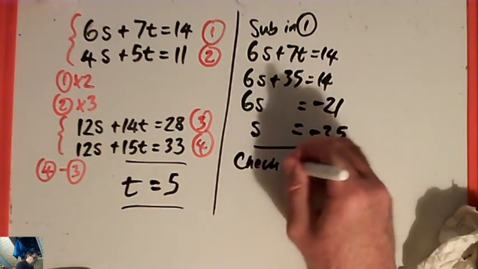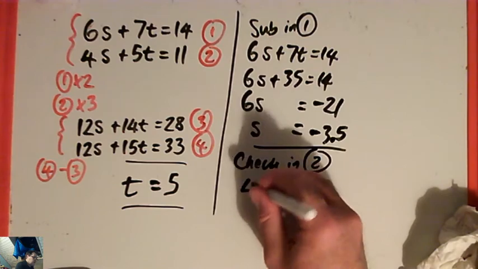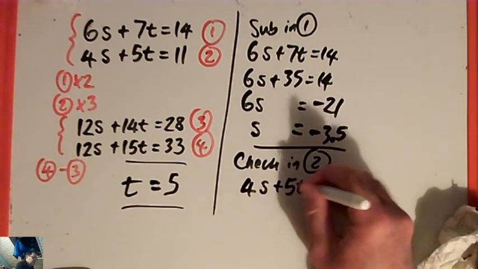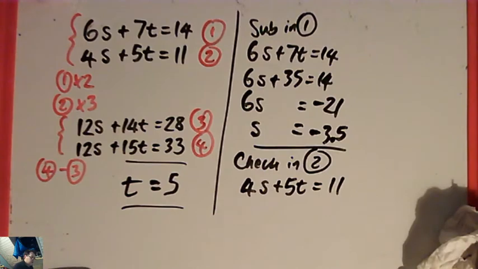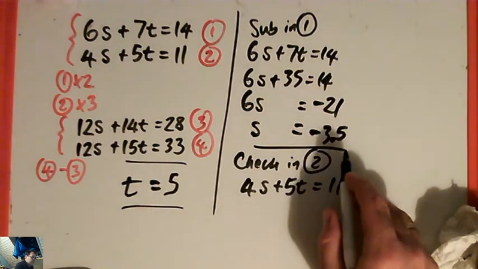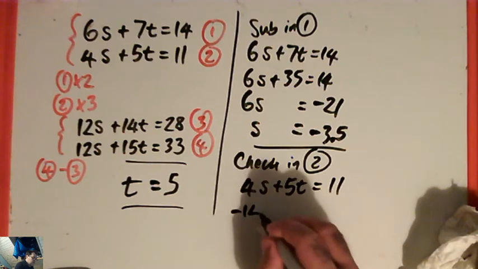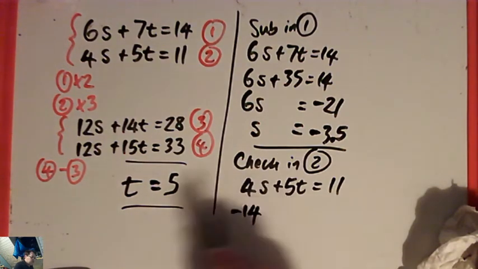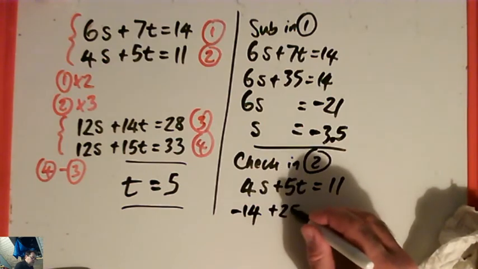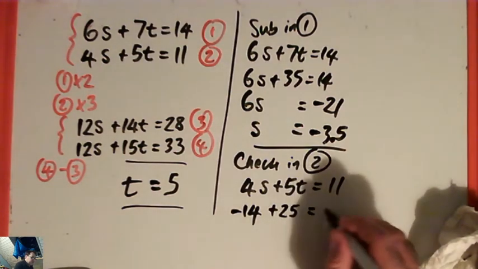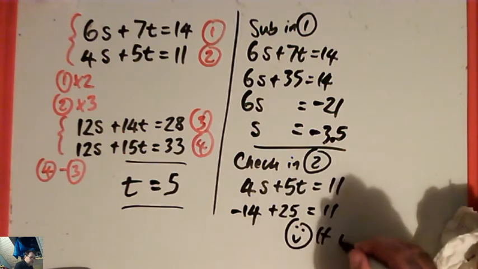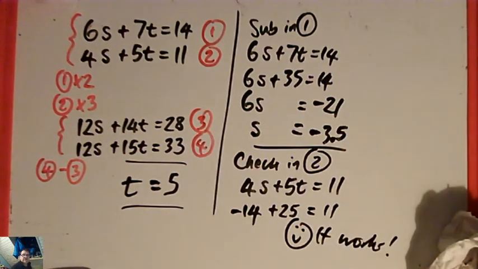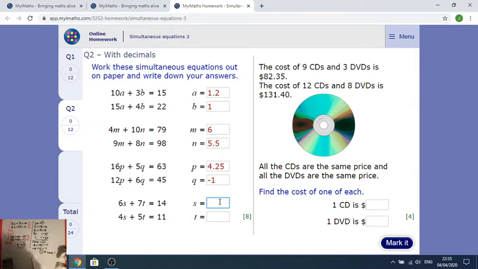We check that in equation 2. 4s plus 5t equals 11 becomes, so 4 times minus 3.5 is minus 14. 5 times 5 is 25. Minus 14 plus 25 does equal 11, so we know that we've got that one right. So over to the iMaths to fill in minus 3.5 and 5. And then on to the last question, which is a word problem.